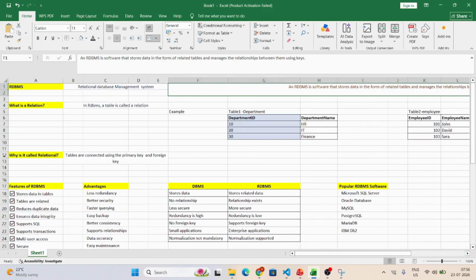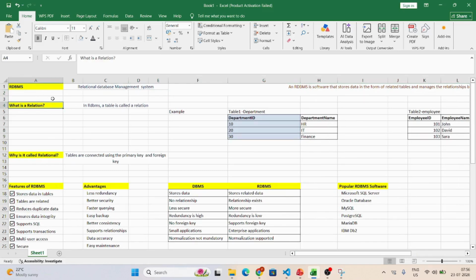While seeing DBMS and RDBMS, DBMS means database management system, and RDBMS means relational database management system. There is one word that is the difference, that is relation. So, what is relation? In RDBMS, a table is called a relation. Let's see one example.